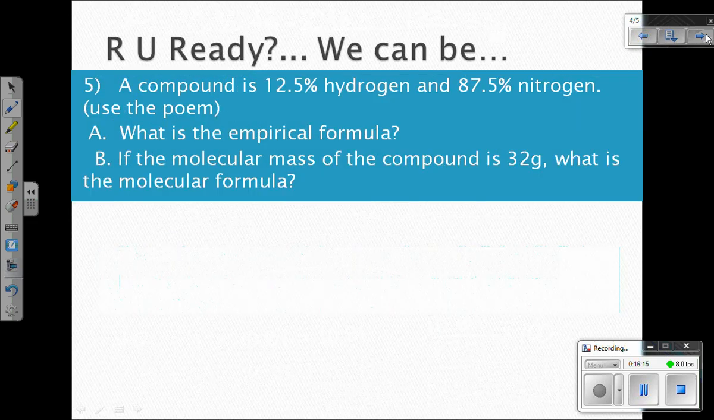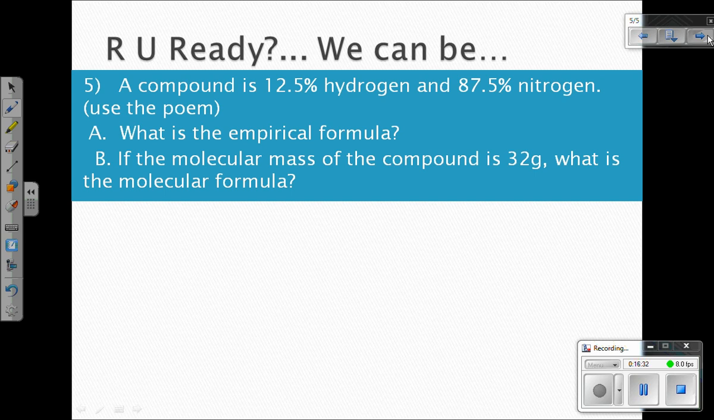Now this last one, you're using the poem from your notes, but I'm pretty sure on your test, in fact, I know you don't have to actually calculate these on your test.